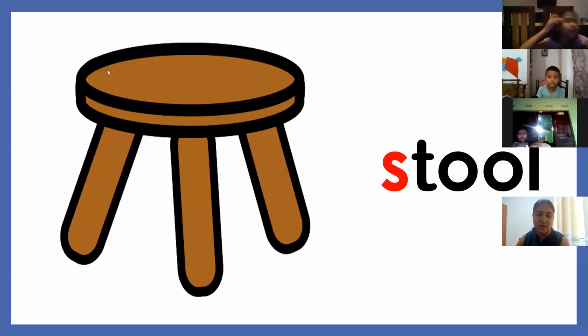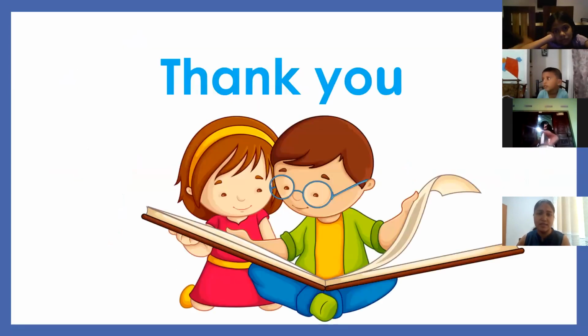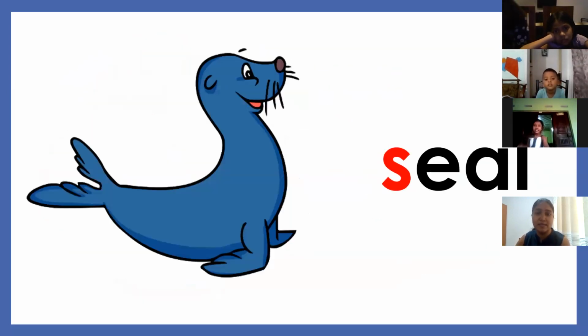Okay. Next one. What is this? Stool. What is this one, Putte? Stool. Okay. This is a stool. We sit on stools. And sometimes we use it to keep things on the stool. Now these are the words beginning with the sound.